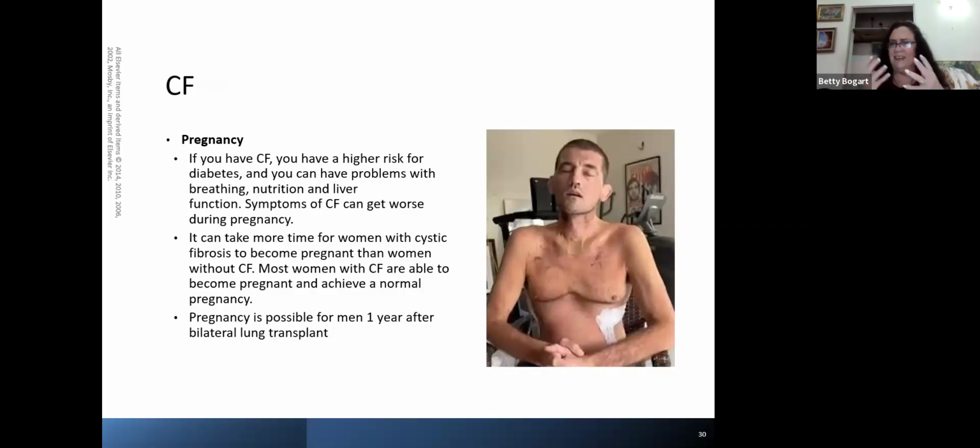Men, because of the vas deferens that's clogged and the sperm can't get to the woman, they can't. But if they opt to do a double lung transplant, one year post transplant, they can have a baby with their partner.